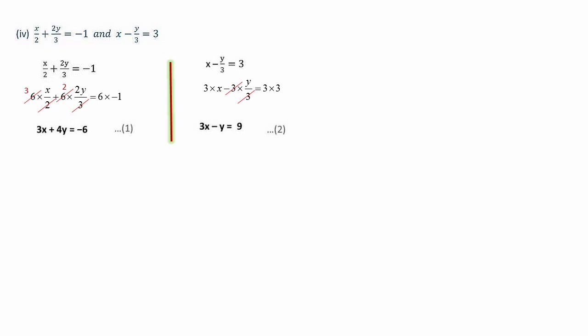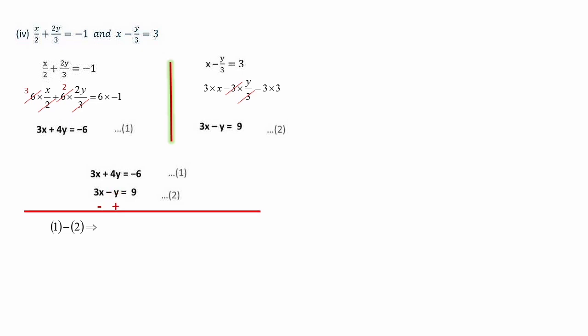Now you can see in this equation the coefficient of x is 3, and here also the coefficient of x is 3, so both have the same coefficient. So nothing to multiply. Let's write both the equations separately, and equations 1 and 2 we can subtract, because without multiplication itself the x term will be eliminated when we subtract. So 1 minus 2: 3x minus 3x will be 0. Let's change the sign: plus 3x will change as minus, minus y will come as plus y, and plus 9 will come as minus 9.